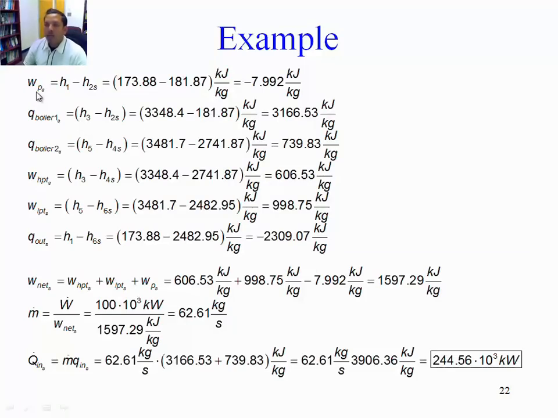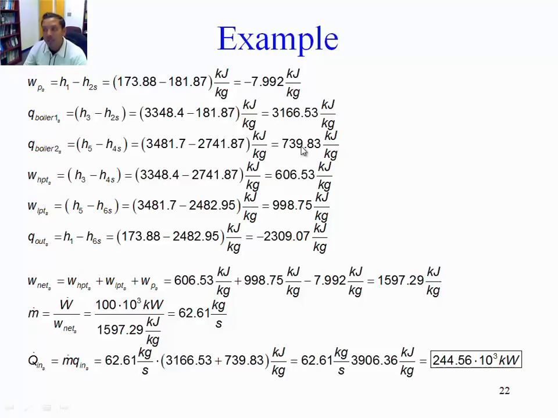Let's go back. Work on the pump, we already found it to be minus 7.992. Or we can just subtract H1 minus H2, minus delta H from 1 to 2. The Q in the boiler, at least the first pass, is the enthalpy change from 2 to 3. In the case of the ideal pass, we get a Q in of 3,166. The second pass through the boiler is the change in enthalpy from 4 to 5. That's 739.83. So that's the additional cost associated with reheating the vapor.